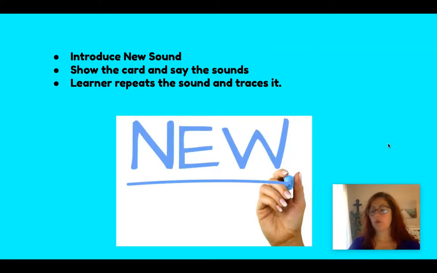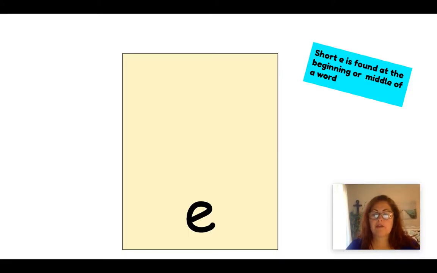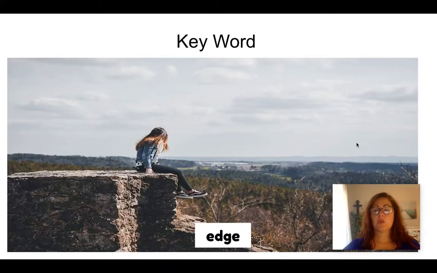All right, now we're on to our new learning for today. And we have the vowel E. This is the short E, which says eh. E says eh. Repeat the rule with me. Short E is found at the beginning or middle of a word. Can you say that with me? Short E is found at the beginning or middle of a word. The key word for E, short E, is edge. Edge.